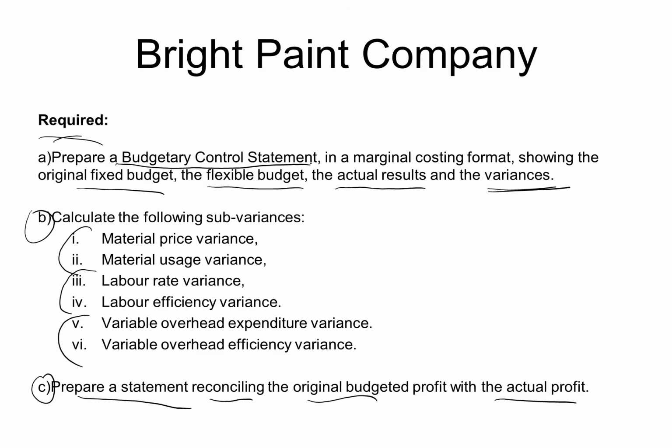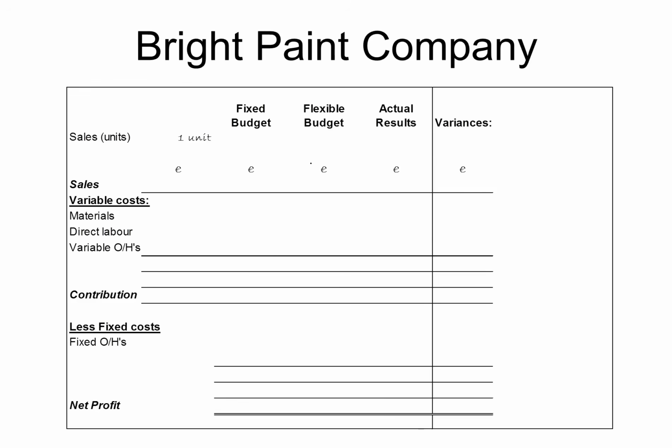Now I'm going to put up a blank budgetary control statement. Here we have it. You can see you'll have your column for the fixed budget, a column for the flexible budget, a column for the actual results, and a column for the variances. And then down here we have the financial information in a marginal costing format. Sales less the variable costs gives the contribution, less the fixed costs gives the net profit. So we're going to fill in the information we need.